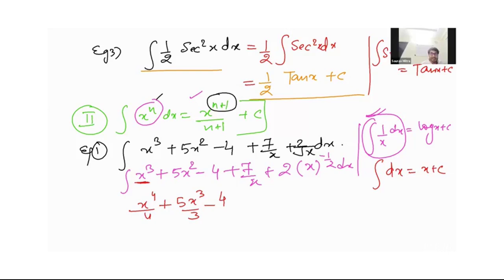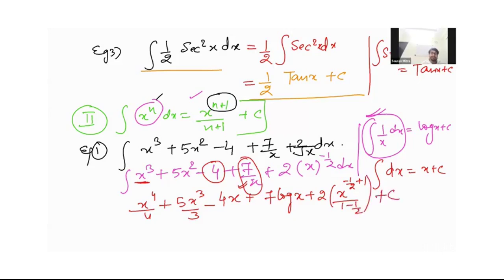Clear? So here it is the integration of 4, which gives 4x. So we will integrate and write 4x, plus the integration of 7 by x. 7 is your scalar, and we have to do the integration of 1 by x, and it will be log x, plus twice of x to the power minus half. So we know the power rule, x to the power minus half plus 1 upon minus 1 by 2 plus 1.